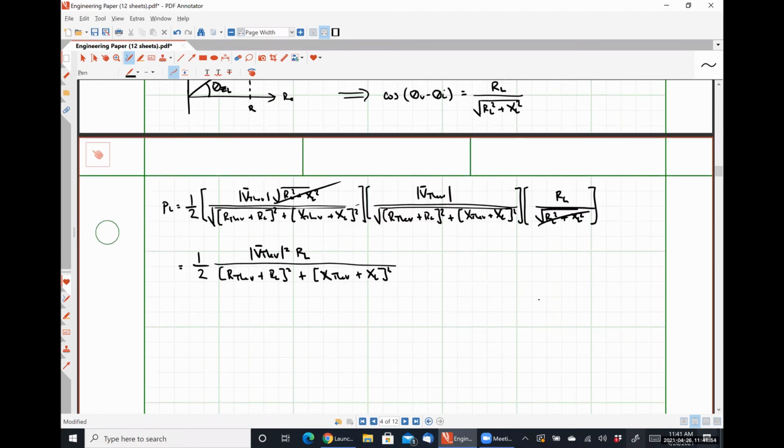So from this, we know that XL is equal to negative X Thev to cause maximum average power transfer to occur. So under that constraint, let's rewrite our equation. Looks like 1/2 times the magnitude of our Thevenin voltage squared times RL over R Thev plus RL squared.